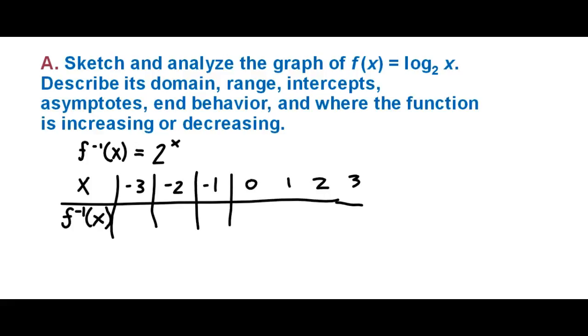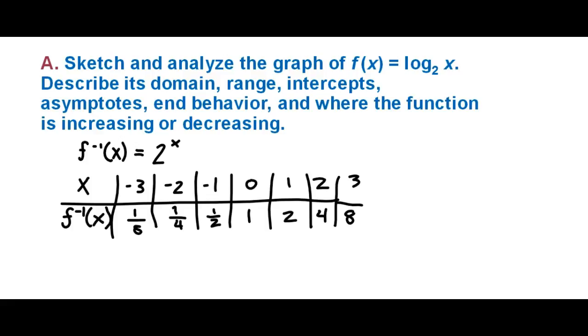So we know that 2 to the 0th power is 1, 2 to the first power is 2, 2 squared is 4, 2 to the third is 8, and then 2 to the negative first is positive 1/2. And then we have 1/4 and 1/8 for the negative third power.